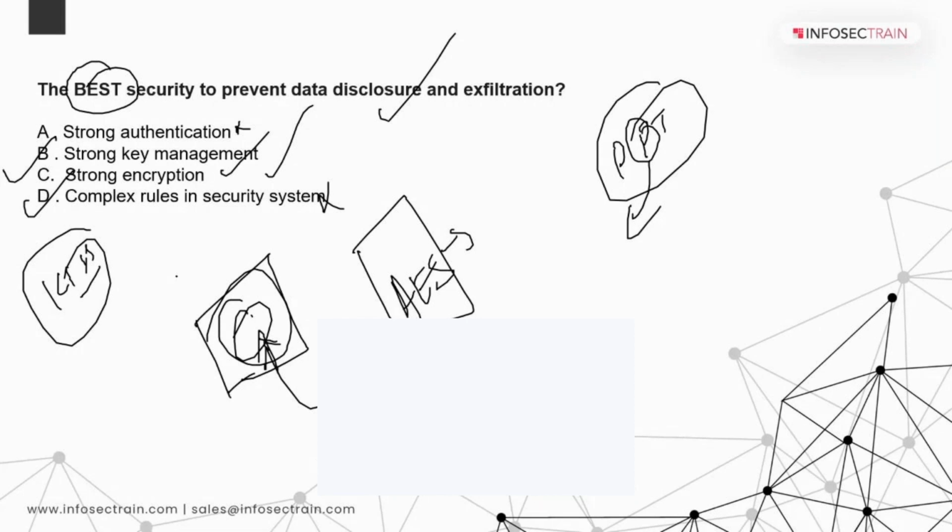What happened? Anyone can actually decrypt your whole data. So key management is the best control for data disclosure. If key management is not there, then your strong encryption is not enough. But if key management is there, yes, you have encrypted data, but you have to follow your key management process.